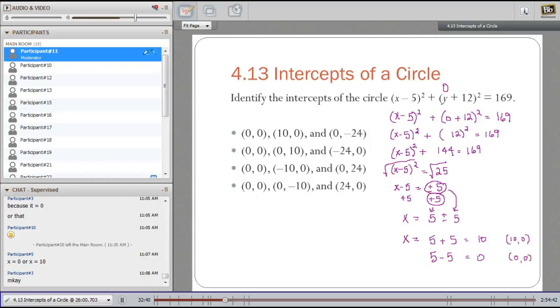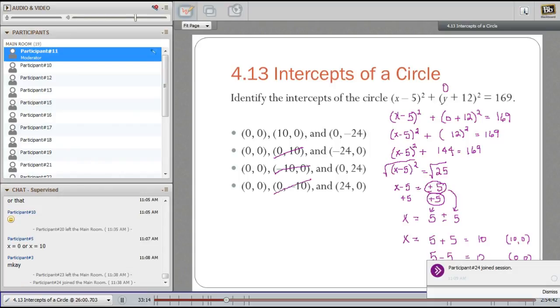So let's see, Ashton said we could eliminate B and D. Yes, I would agree with that. Because, let's see, B and C, sorry, B and C. So B, yeah, that's not going to work, that's the opposite way, (0, 10) instead of (10, 0). And this one is negative. Oh, and actually this one, that's not going to be good either. So just by doing that, the x-intercepts, we can narrow it down to A.